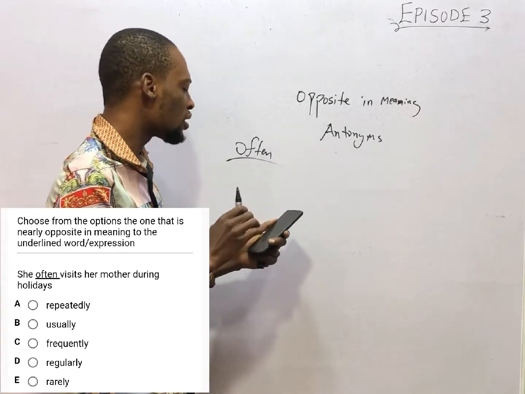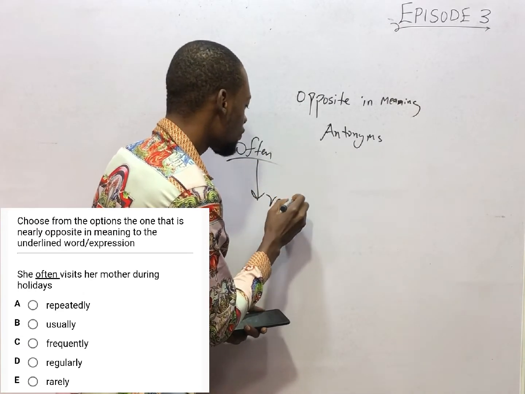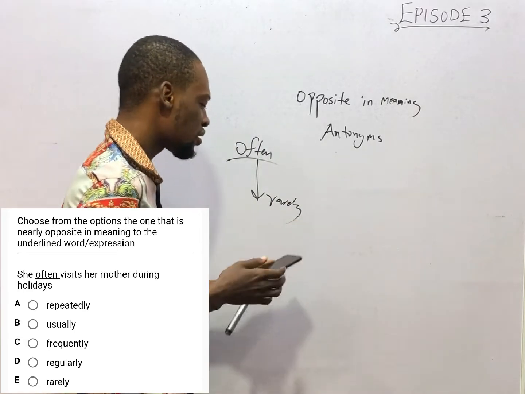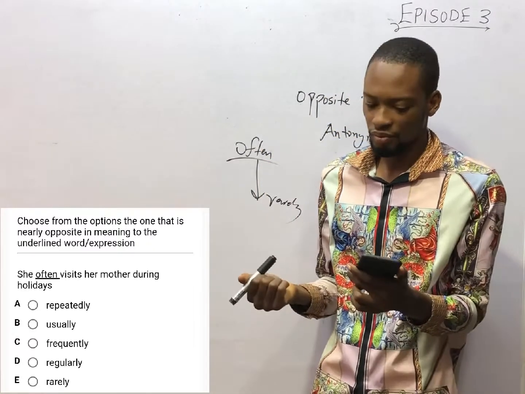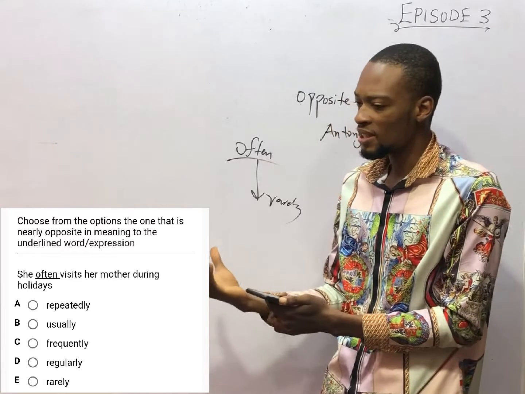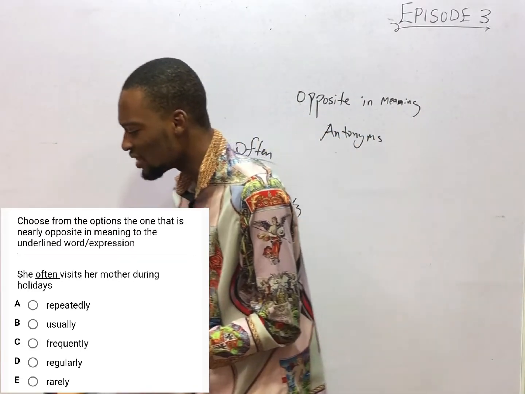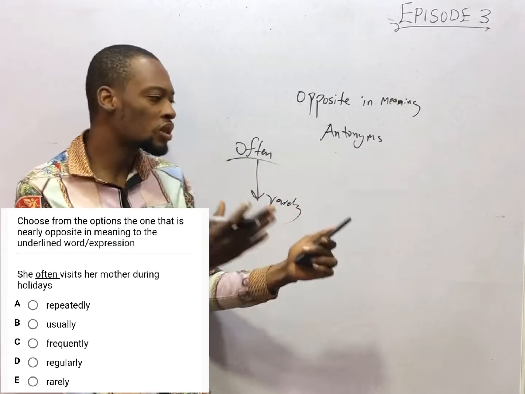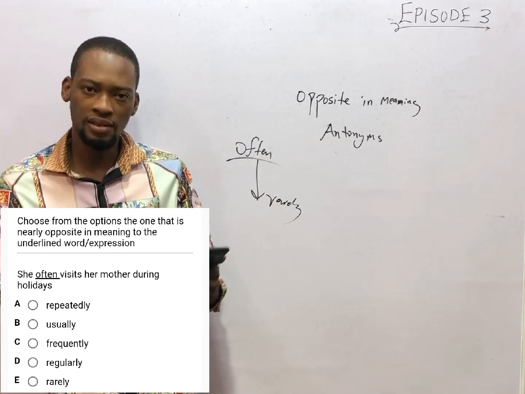So, which word should be opposite to often? It should be rarely, or once in a blue moon, or not all the time. Looking at the options, A says repeatedly. Often visit and repeatedly visit are nearest in meaning, yes, but it is wrong in this case because we are not looking for a word nearest in meaning. We are looking for a word that is opposite in meaning. So A is not correct.